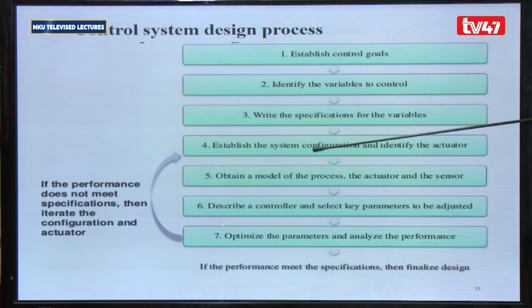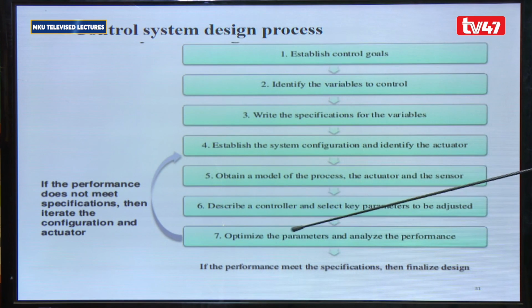Then you establish the system configuration and identify the actuator, that is the control action. Obtain a model of the process, the actuator, and the sensor. So you also have to identify all these, depending on the variables, what sensors do you need? Then you describe a controller and select key parameters to be adjusted, because you find that these parameters are interconnected. When you adjust one, the other one will also be affected. So you have to study the relationship.